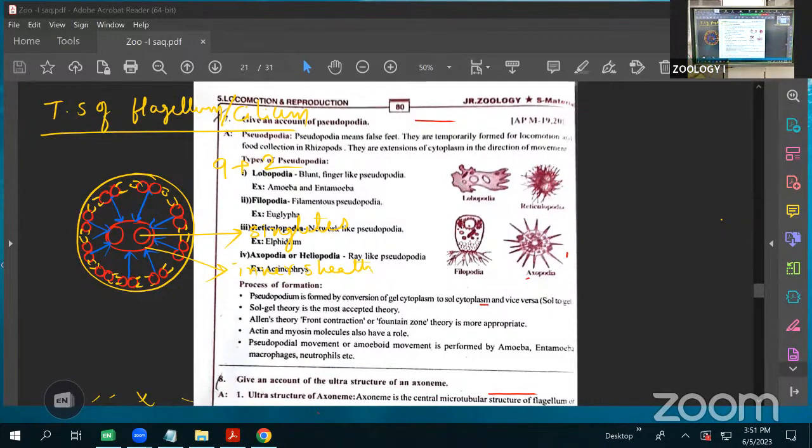Surrounding the inner sheath, 9 doublets are there. Each and every one in red color is what we call a doublet. How many are there? 9 doublets. The 9 doublets have small arm-like structures that we call dynein arms. Next, the arrow mark-like structures are called radial spokes.